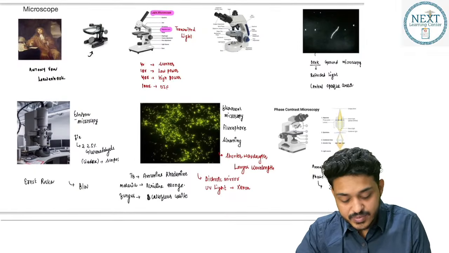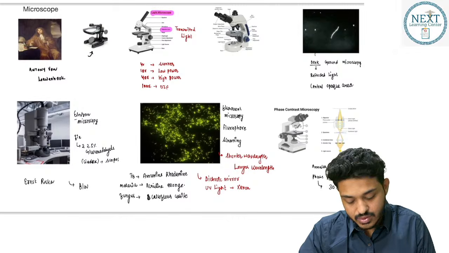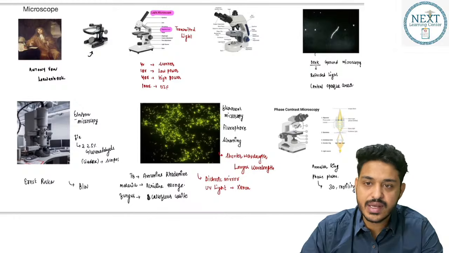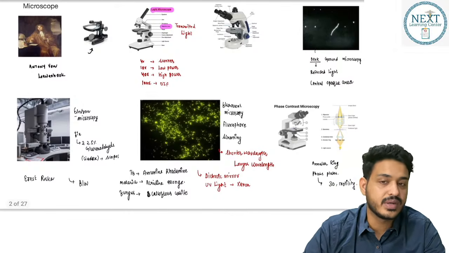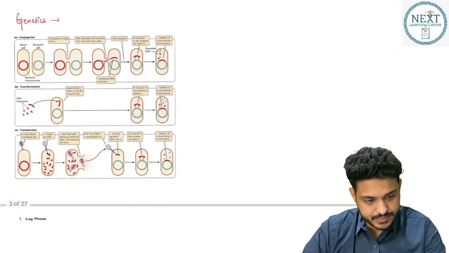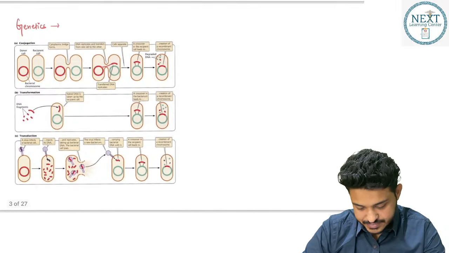So how many types of microscope are we having? Light microscope, dark ground microscopy, electron microscopy, fluorescent, and phase contrast. If they ask you any question, you are able to answer. These are the important questions they have asked from this particular topic. Okay, you understand? Speed is okay? Should I increase some or decrease some?